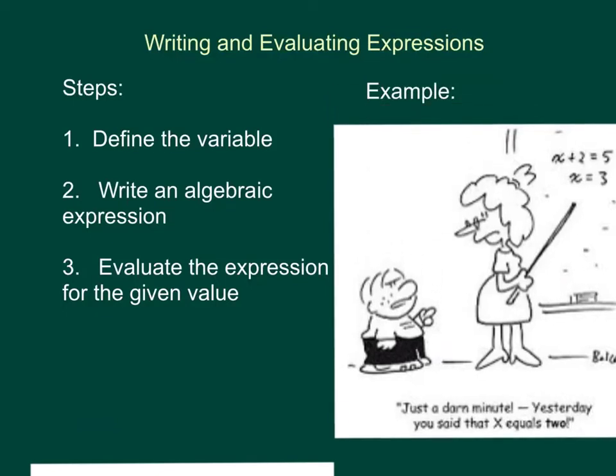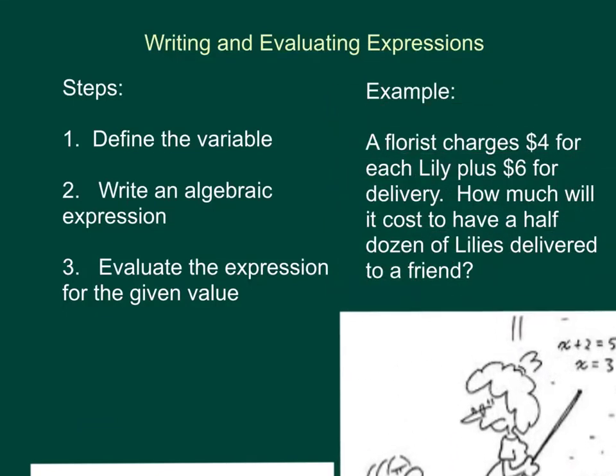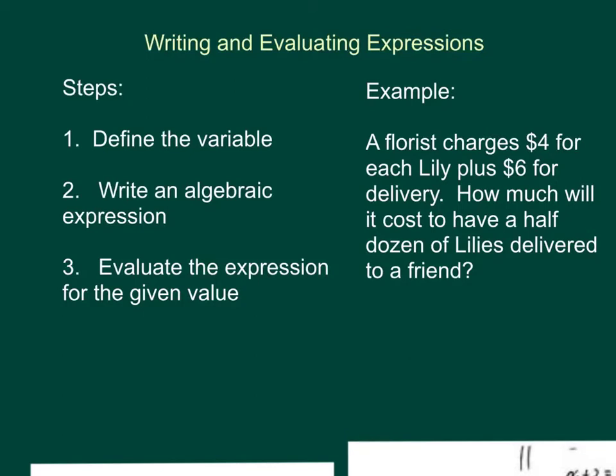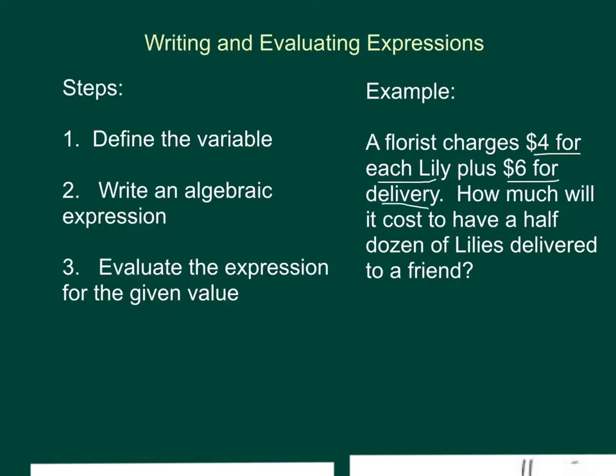Now let's try an example together. A florist charges $4 for each lily plus $6 for delivery. How much will it cost to have half a dozen lilies delivered to a friend? The first thing I like to do is underline some important information. So it's $4 for each lily, $6 for delivery, and you want to know how much it costs to have half a dozen lilies delivered.